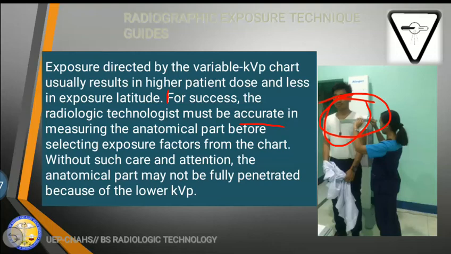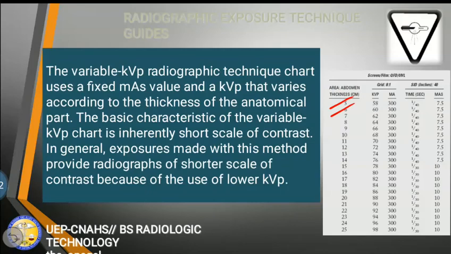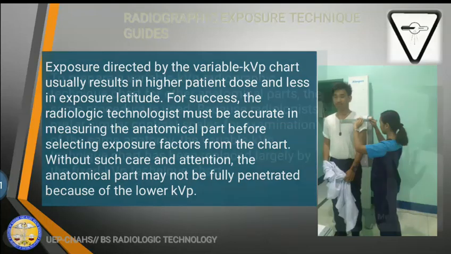Diba? Kasi nag-iiba kung makita mo kanina. So, every centimeter, nag-iiba yung KVP. Okay. So, kailangan we are very keen. Pero sabi ko nga kanina, depende pa din yan sa processing solution natin. May epekto pa din yan. Kasi pag luma-luma na yung ating processing solution, okay, medyo nag-iiba din tayo ng technical factor chart. So, ayun. That's the essence of variable KVP technique chart.